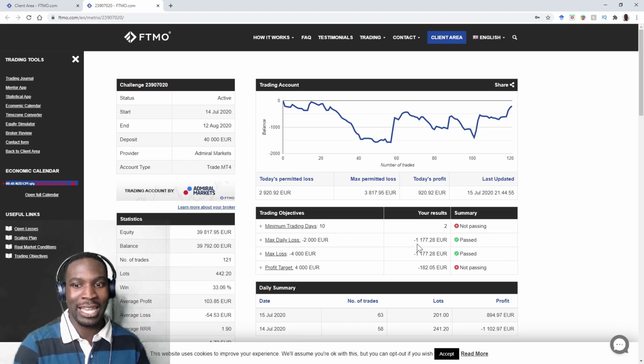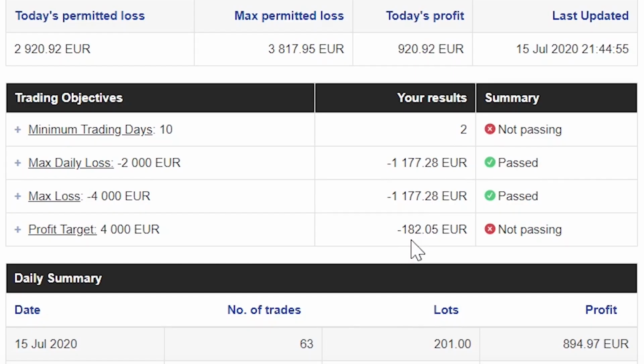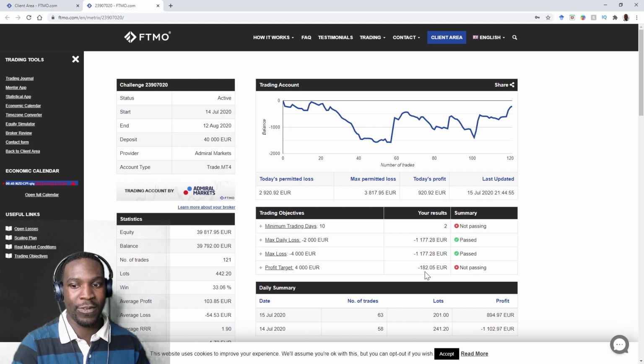My max daily loss, I nearly went halfway, so I lost 1,177. That was all on the first day. And obviously I'm down £182 in terms of my profit so far. So I'm actually down. As you can see from this chart here, the first day was abysmal, it was terrible. I was just making loss after loss. I don't know what was happening, but then I clawed it back today. It's not really an issue. I'm actually really good at coming back from losses. If anything, I think that's my strong suit.